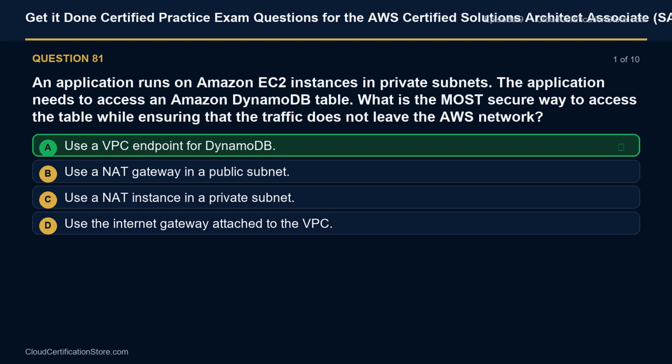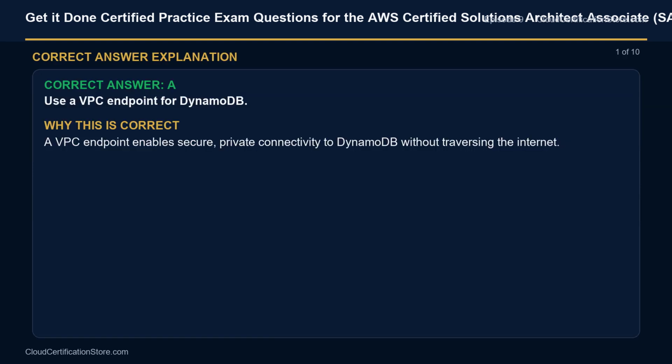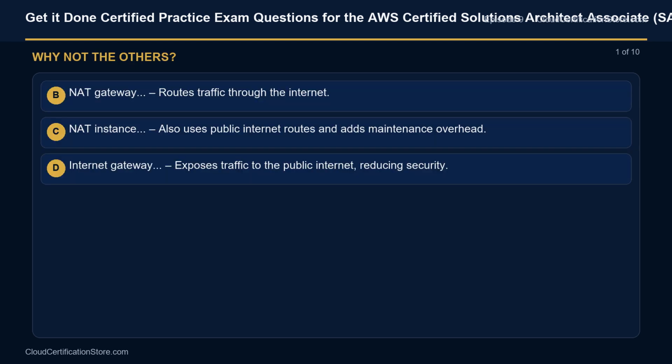The correct answer is A. Use a VPC endpoint for DynamoDB. Explanation. A VPC endpoint enables secure, private connectivity to DynamoDB without traversing the Internet. Why not option B? NAT gateway routes traffic through the Internet. Why not option C? NAT instance also uses public Internet routes and adds maintenance overhead. Why not option D? Internet gateway exposes traffic to the public Internet, reducing security.